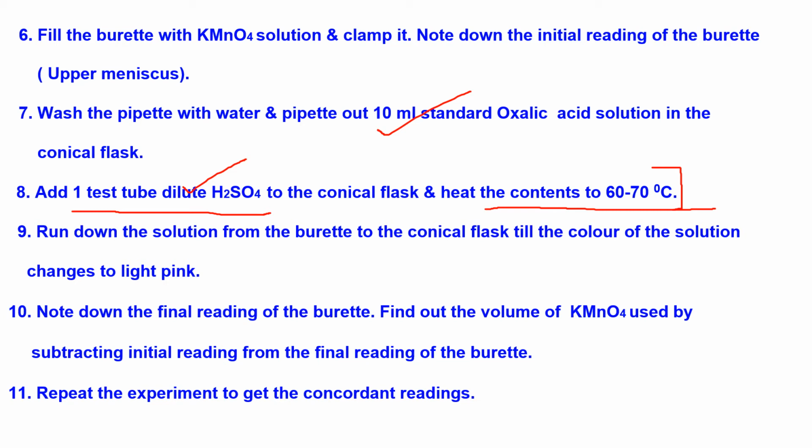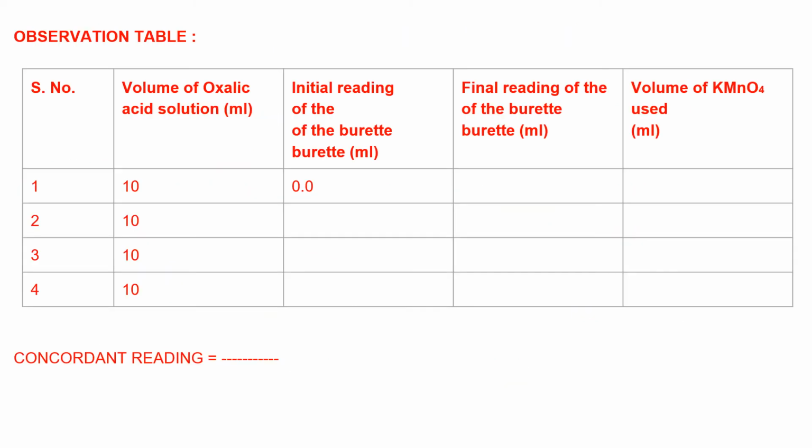Then run down the solution from the burette to the conical flask till the color of the solution changes to light pink. You have to do it slowly. And then note down the final reading of the burette and the volume of KMnO4 used by subtracting the initial reading from the final one. Repeat the experiment to get the concordant readings.